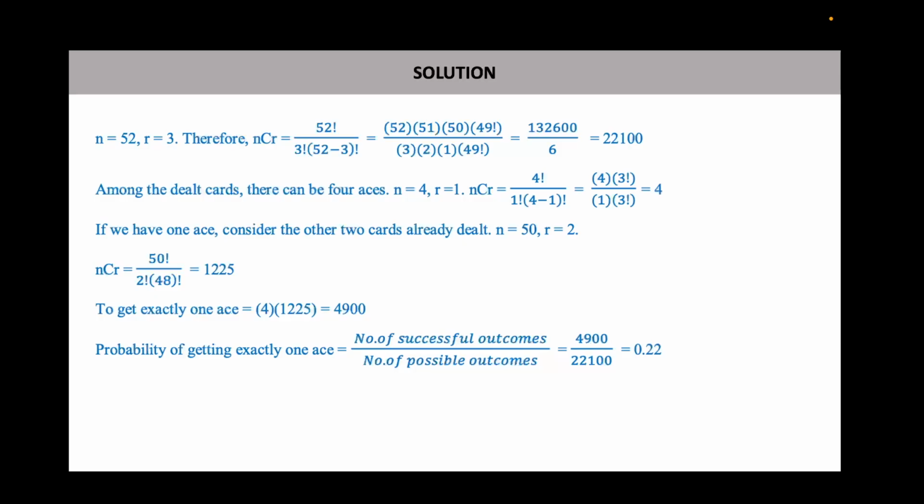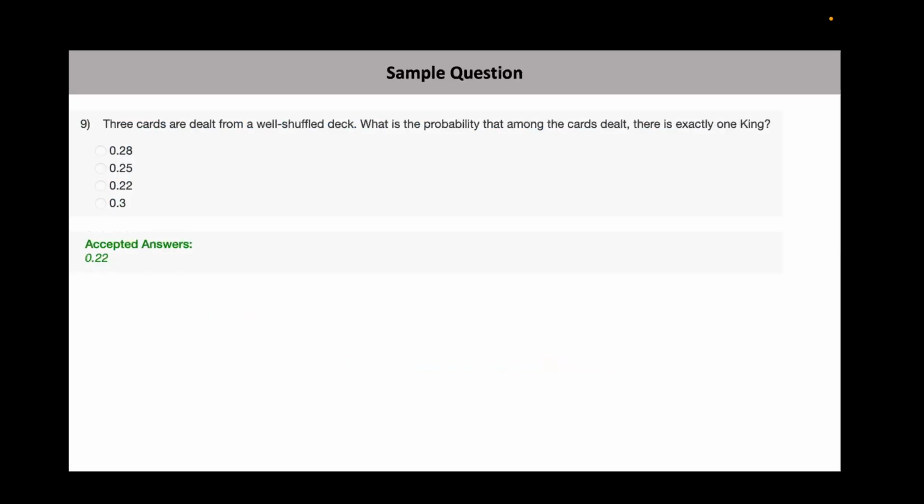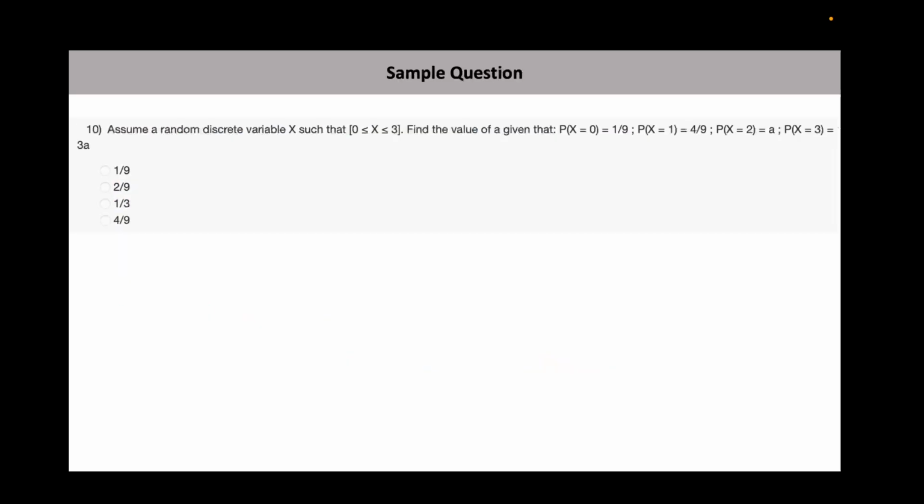Okay, so now let's move on to our next question. Assume a random discrete variable x, such that x lies between 0 and 3. Find the value of a given that the probability of x being 0 is 1 by 9, probability of x being 1 is 4 by 9, probability of x being 2 is a, and probability of x being 3 is 3a. Your options are 1 by 9, 2 by 9, 1 by 3, and 4 by 9. I'll give you 2 minutes. You can try solving this question. Otherwise, I'll tell the answer.